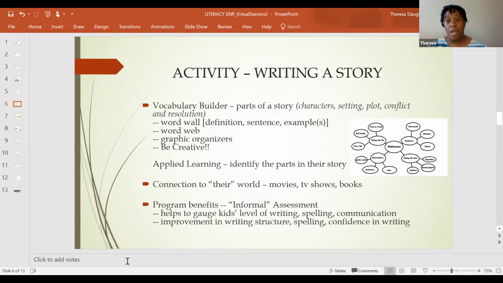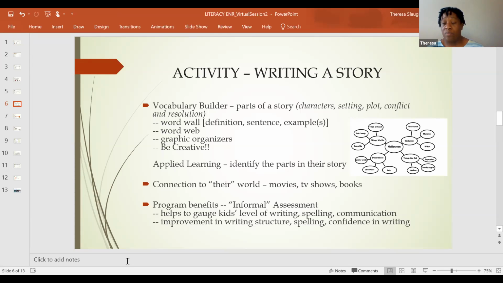And you can do this a number of ways. You can either do it all at once, introducing these words, or you can do them at different times. You could do it as a word wall, where you have the word, the definition, a sentence, and then you provide an example, okay? And you can have the kids do this. This is not something that staff has to do. You can do this on poster board. You could do this on the whiteboard if you have one. Whatever accommodates the space that you have.